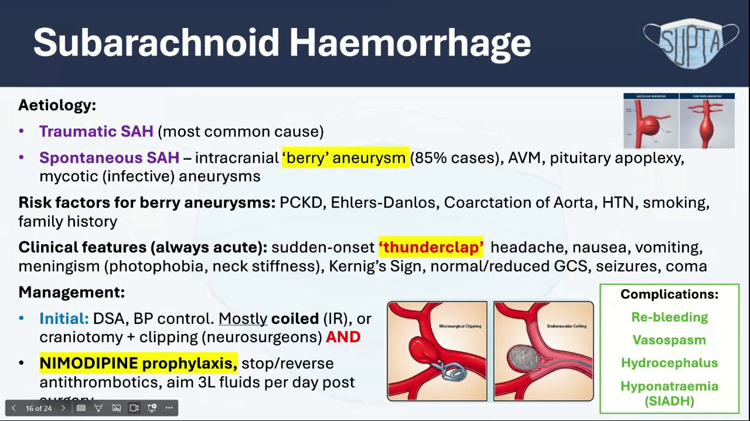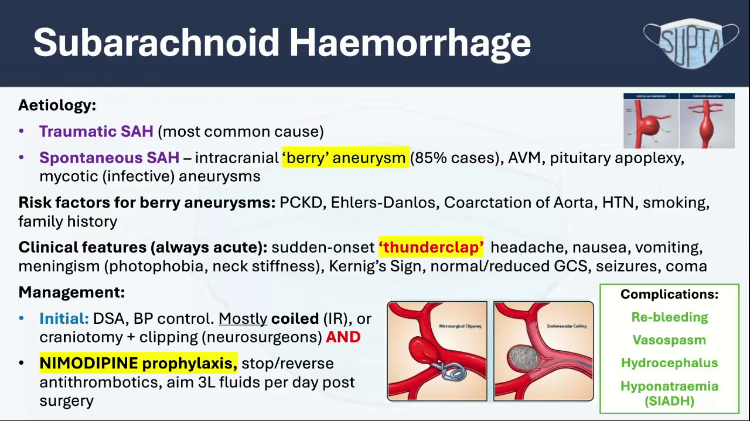So let's talk about subarachnoid hemorrhage more generally. In terms of etiology, subarachnoid can be traumatic or spontaneous. Traumatic is the most common overall cause, but when we talk about the classic thunderclap headache emergency, we're usually worried about a spontaneous subarachnoid, most commonly from rupture of an intracranial aneurysm. The classic aneurysm here is a berry aneurysm, also called a saccular aneurysm.